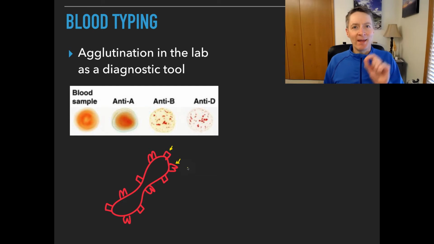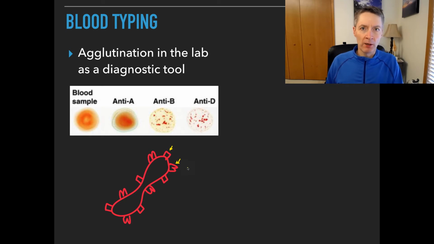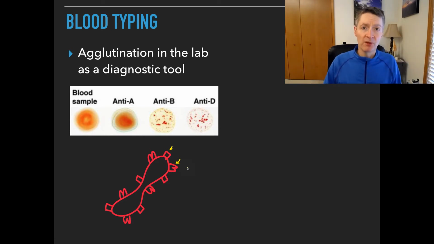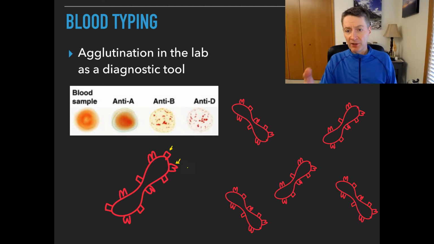If I add antibodies to A, to a bunch of cells that are in a drop of blood that have no A's on the cells at all, it's not going to have an effect whatsoever, right? It's not going to agglutinate, clump up these cells. So these cells are going to be out there like this. There's B's and RH factor on the cells. The antibodies are not going to bind to these, right?